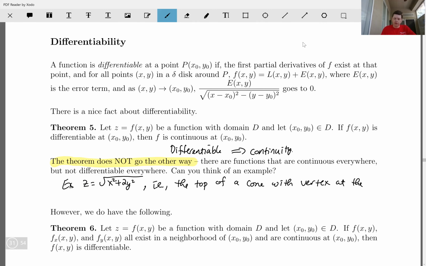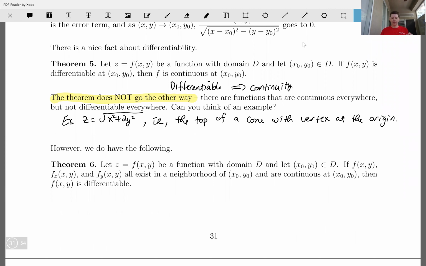Now, if you are a little bit discouraged because you think, well, continuous, it should be differentiable, but you even know in Calc 1 that's not true, right? You can think of quickly a function in one dimension, not two dimensions, right? The absolute value of x, boom. Okay, but we do have the following.